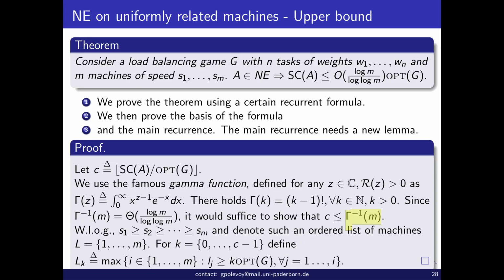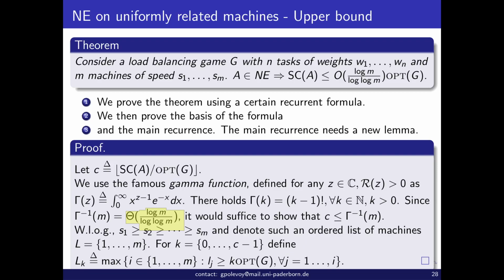And that's what we're going to do. That would, in particular, prove what we need to do. Because that's known, the inverse of gamma is known to be of the order we need. Okay, now without loss of generality, we're going to prove that.